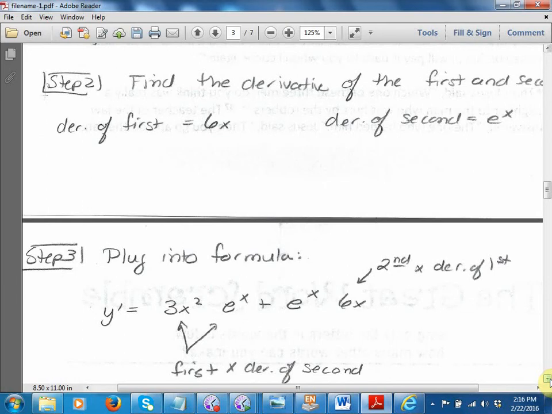That's your derivative. E to the x is special because it's the only function you cannot get wrong, yet students still do. Don't get it wrong. It's the only one where the derivative is itself. The derivative of e to the x is e to the x. And that's why it's special.